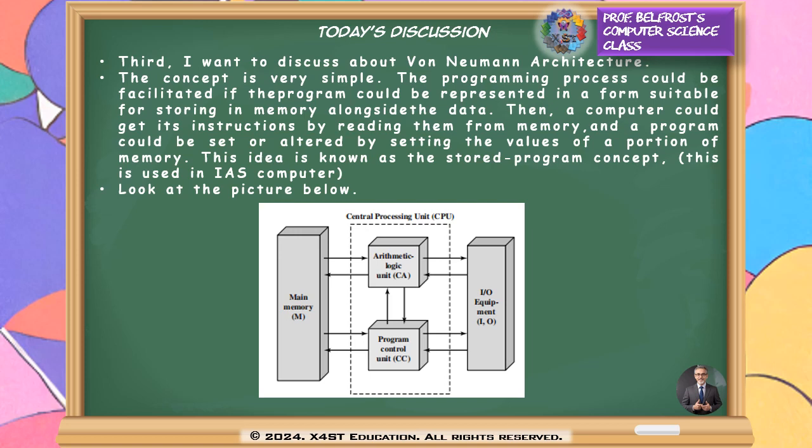Okay, so we have the main memory, which is M, IO equipment IO, program control unit CC, arithmetic logic unit CA, and both CA and CC are actually part of a bigger central processing unit, or CPU. Okay.